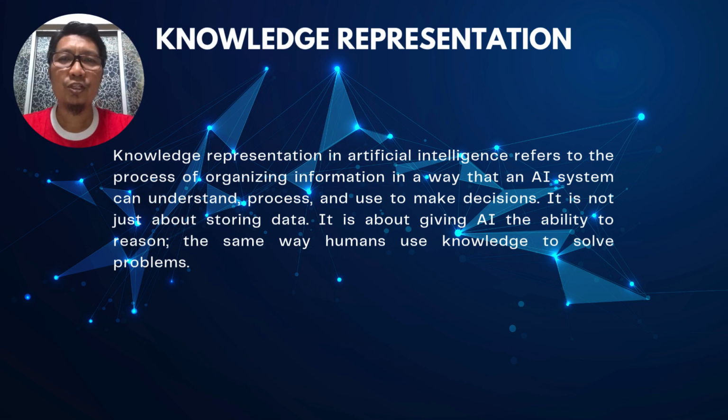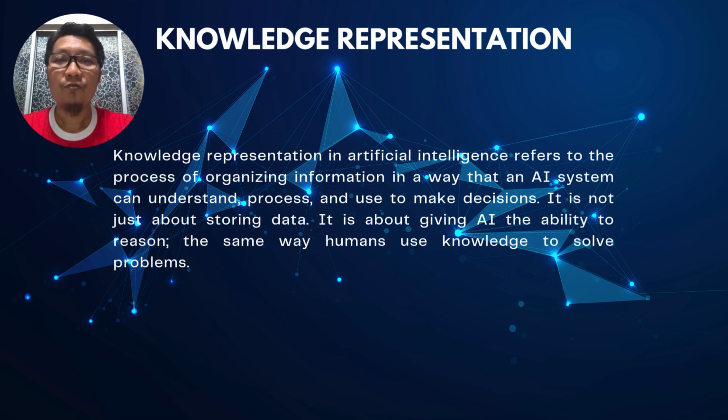Knowledge representation in artificial intelligence refers to the process of organizing information in a way that an AI system can understand, process, and use to make decisions. It is not just about storing data. It is about giving AI the ability to reason, the same way humans use knowledge to solve problems.